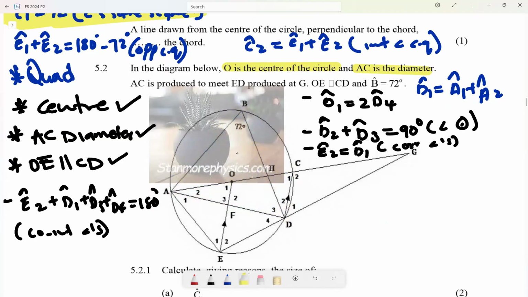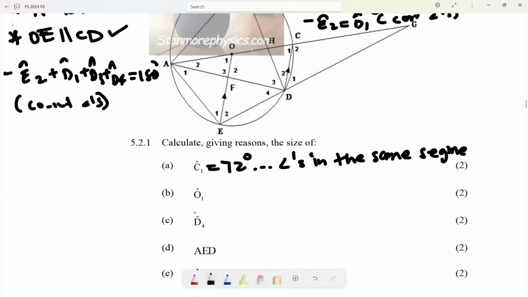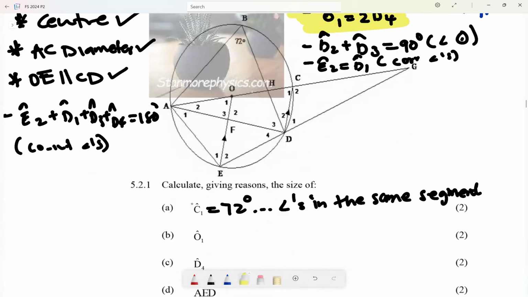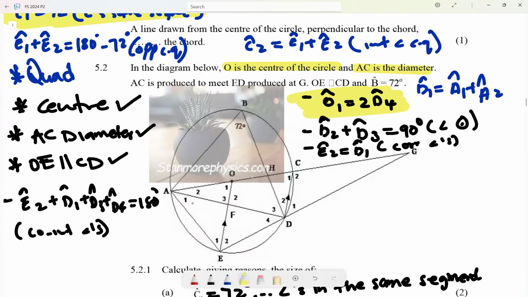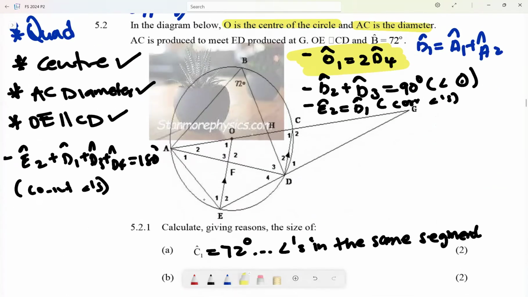Angle in the same segment. I've already written that down. Jot that down. Why? Angles in the same segment. But I'm doing interesting. How is it? Angle O1. Did I find angle O1 anywhere? I look around. Angle O1, it is twice angle D4. Do I know angle D4?